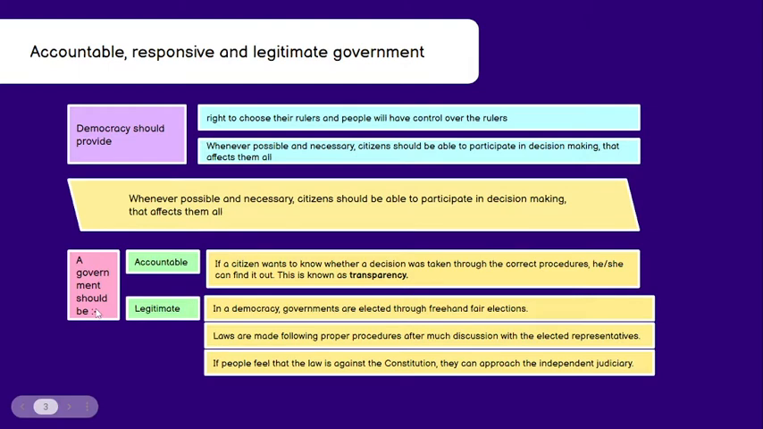Okay, so a government should be accountable and legitimate. So if a citizen wants to know whether a decision was taken through the correct procedures, he or she can find it out. Right? So this is known as transparency. Legitimate in a government, in a democracy, governments are elected through free and fair elections, right? The elections are free and fair. Laws are made following the proper procedures after much discussion with the elected representatives. If people feel that the law is against the constitution, they can approach the independent judiciary.